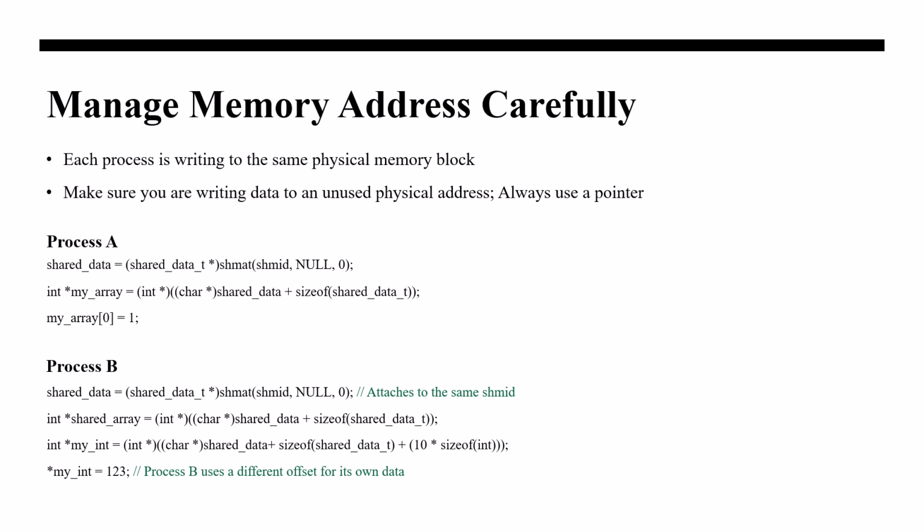Process A used the shmat function to allocate a space for this shared data. And then it creates a pointer pointing to the beginning of the block plus the size of this shared data. That is the place where it can write a new int array. And in process B, we can access the shared data structure and the array process A wrote into. Below this data structure is the new place, and we can write a new integer in it. Just keep in mind to use a new pointer any time.